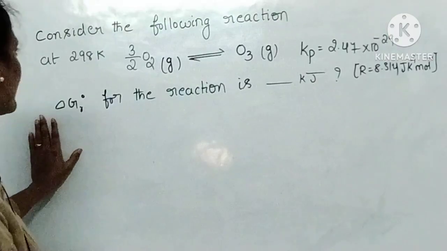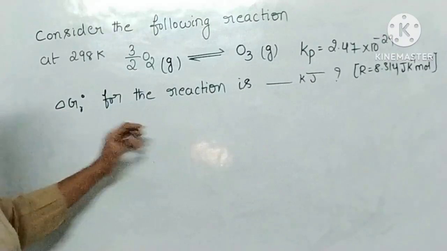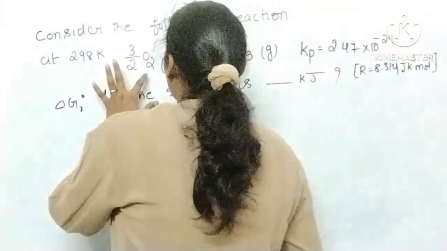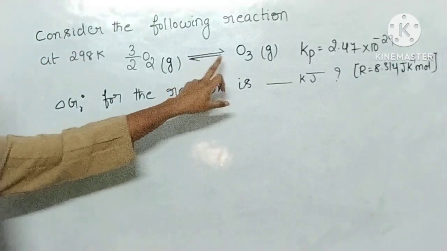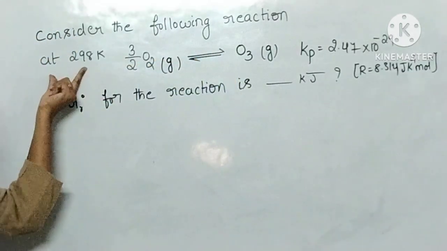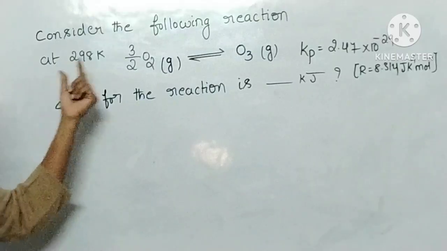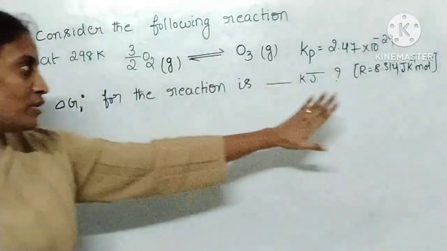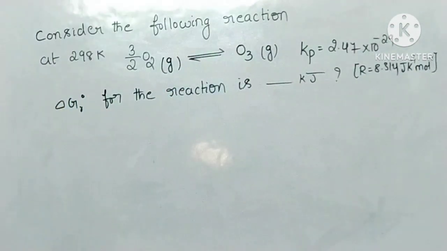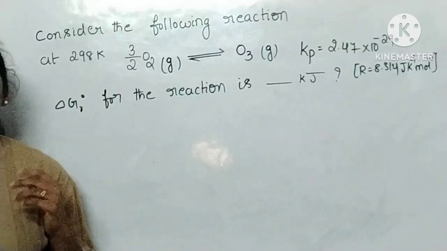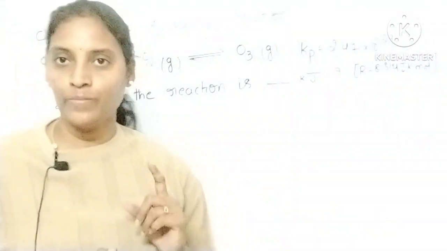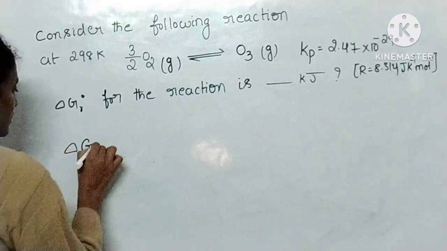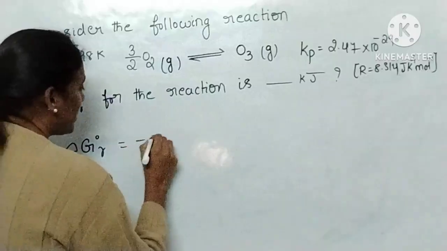Dear students, here in this question you need to calculate delta G naught for the reaction. You have the data. See here, 3/2 O2 gas converts to O3 at a temperature of 298 Kelvin. So here you have the Kp value and T value, and the R value also. Then you need to take one formula, that is delta G naught of the reaction equal to minus 2.303 RT log Kp.